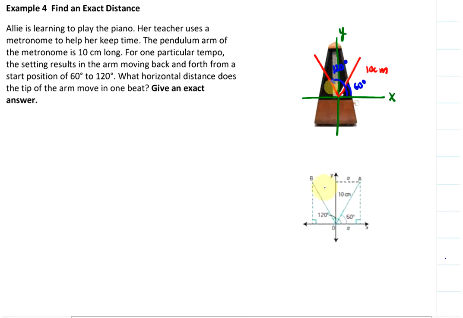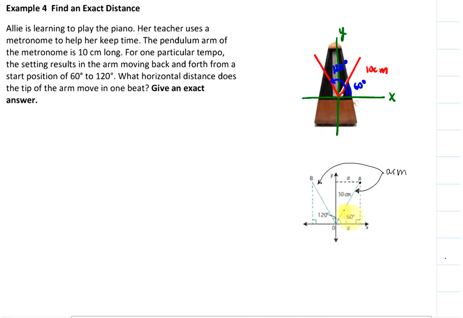Okay, so if you take a look below, we have a diagram of the situation. Here is the arm to your metronome, and it swings back and forth between the second and the first quadrant. Its length is 10 centimeters, and I will call this point A, and if you drop a line down to the x-axis, it forms a 90 degree angle.